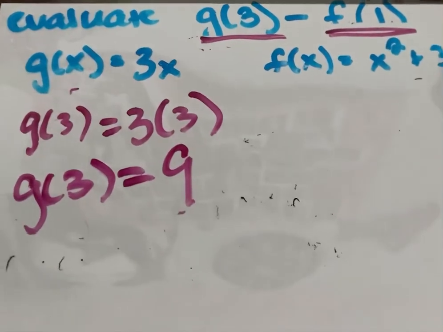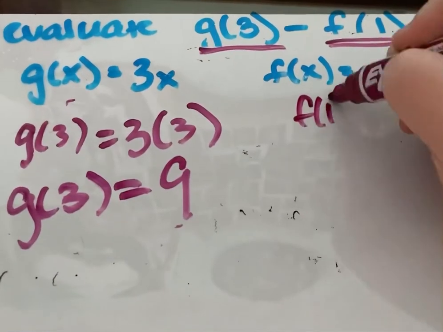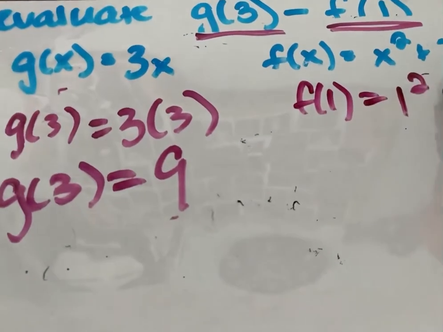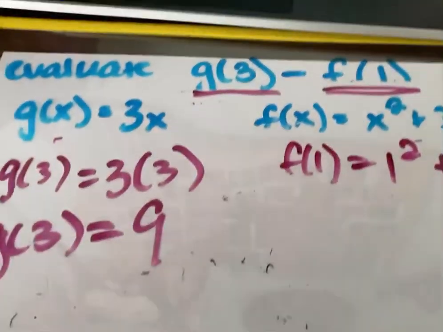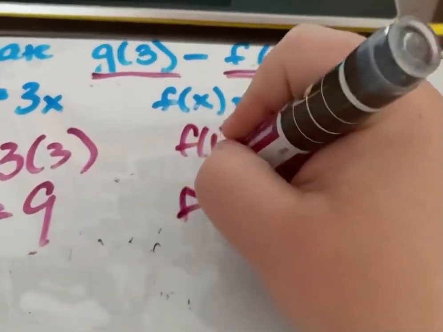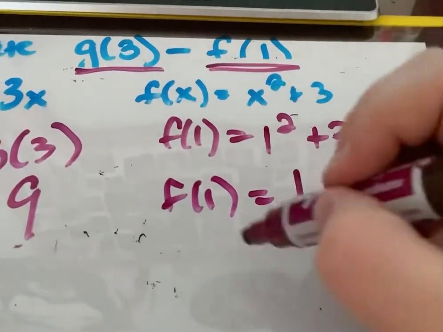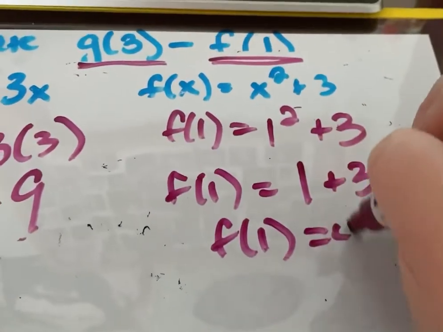And then let's go on and find f of 1. So I replace all of my x's with 1's. F of 1 equals 1 squared plus 3. Nothing else in my equation changes, just where that x value was. And then I go on and solve. 1 squared is 1. 1 plus 3 is 4.